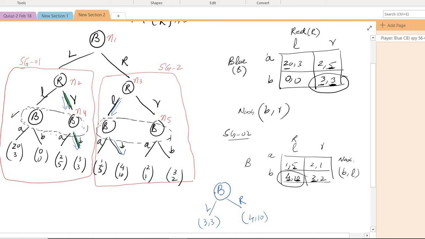Who is playing this game? Blue, and blue is the first player. If he plays L, he will get 3, and if he plays R, he will get 4. So definitely he will go with this branch. So if I insert back here R, so where arrows start and go to the end of the game, that definitely is the Nash equilibrium.